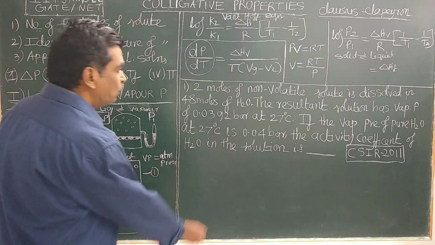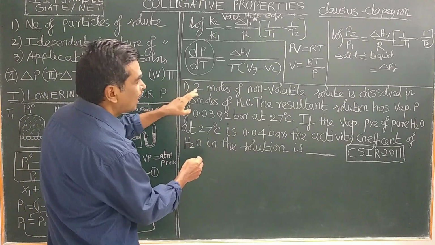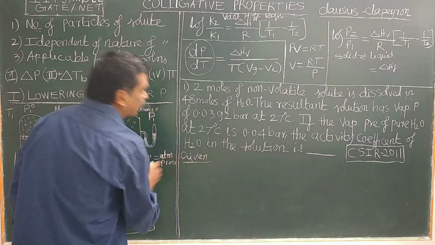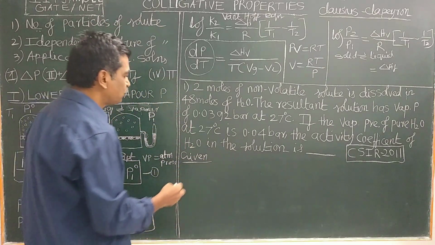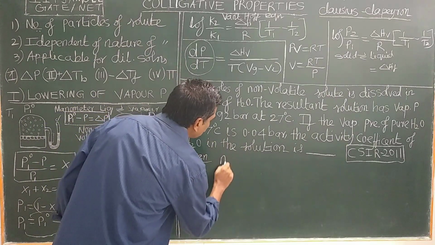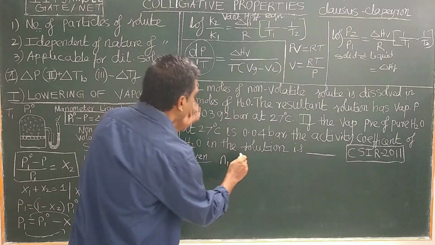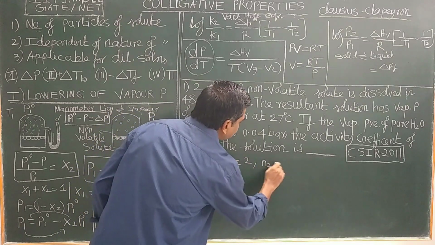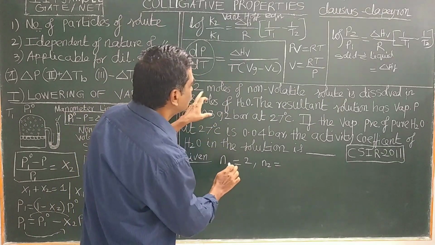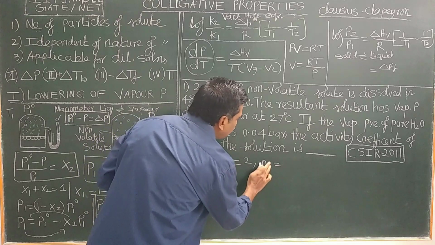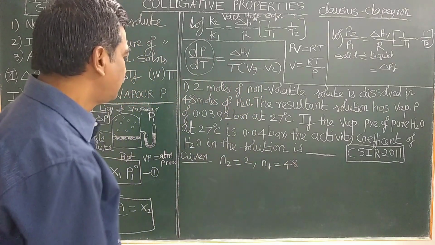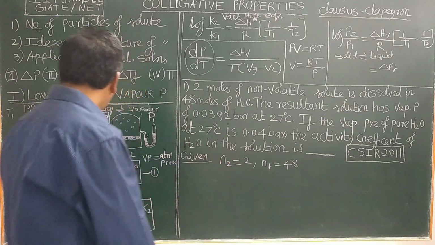Say you have P1, what is given? Write down, this problem is based on Raoult's law. Okay, first they have given the number of moles of non-volatile solute. Therefore, let us say N2 equal to 2, the number of moles of non-volatile solute, and N1 equal to 48. Right, now we can calculate the mole fraction, since they are given, mole fraction can be calculated.